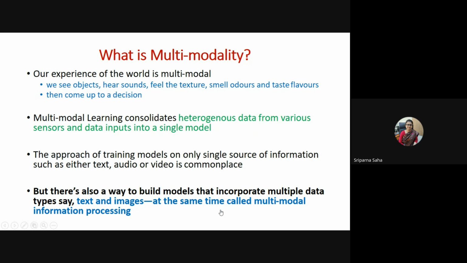The approach of training models on only a single source of information, such as either text, audio, or video, is commonplace. But in many domains like social media, newspapers, or even the biomedical domain, data is multimodal. Like for a cancer patient, we have the genetic history, we have the tumor image data of the patient, we have the blood related information about the tumor. So we have so many different sources of information.